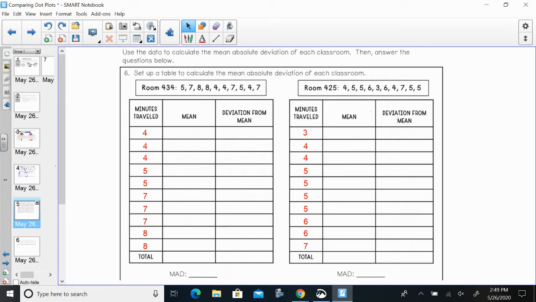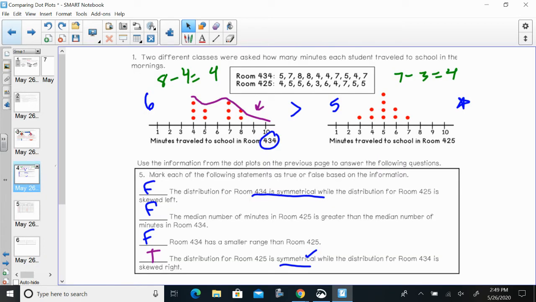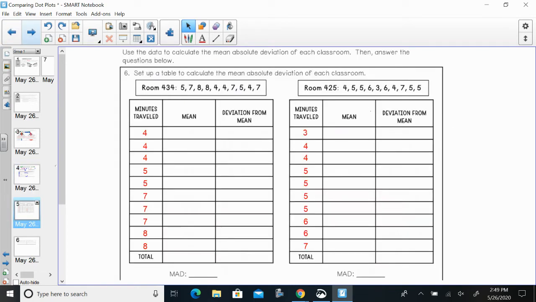First, in my chart, I wrote down all the minutes traveled to all my data. This data I actually used from the picture here. I put the data in order, 4, 4, 4, 5, 5, 7, 7, 7, 8, 8. I just went ahead and listed it in order because it's easier for me to deal with the data that way. And then I found the mean of the data.